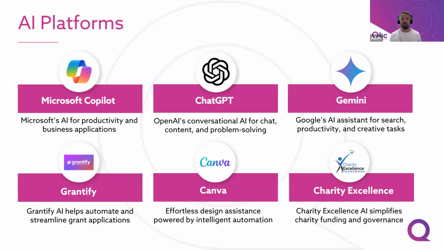AI is everywhere, but which tools and platforms can help your charity? We've picked some key players that our team and clients are using: Microsoft Copilot, ChatGPT, Google Gemini, Grantify, Canva, and Charity Excellence. Copilot, ChatGPT, and Gemini are the big players. These are known as large language models for writing, problem solving, research, and productivity.